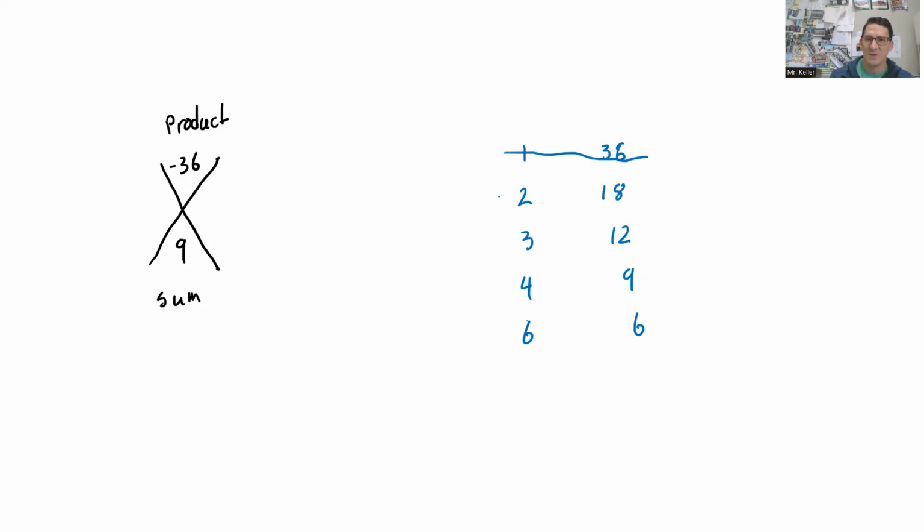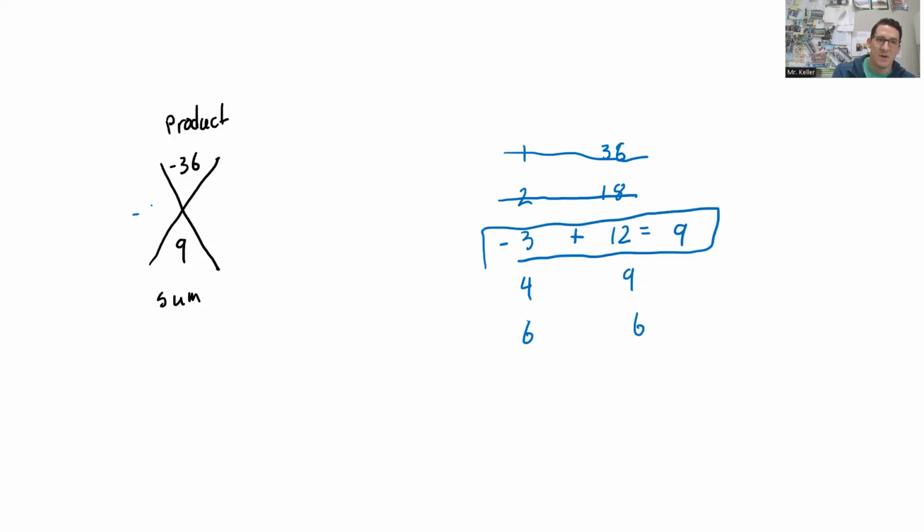2 and 18. So if it's negative 2 plus 18, that's going to be a positive 16. That's not going to be it. Negative 3 plus 12 is going to be positive 9. So this is our solution here. So negative 3, positive 12. Again, this is something that you should be able to do in your head. With practice, you might not be able to do it right away, but it's literally just guess and check to fill in the sides for these X factor problems.